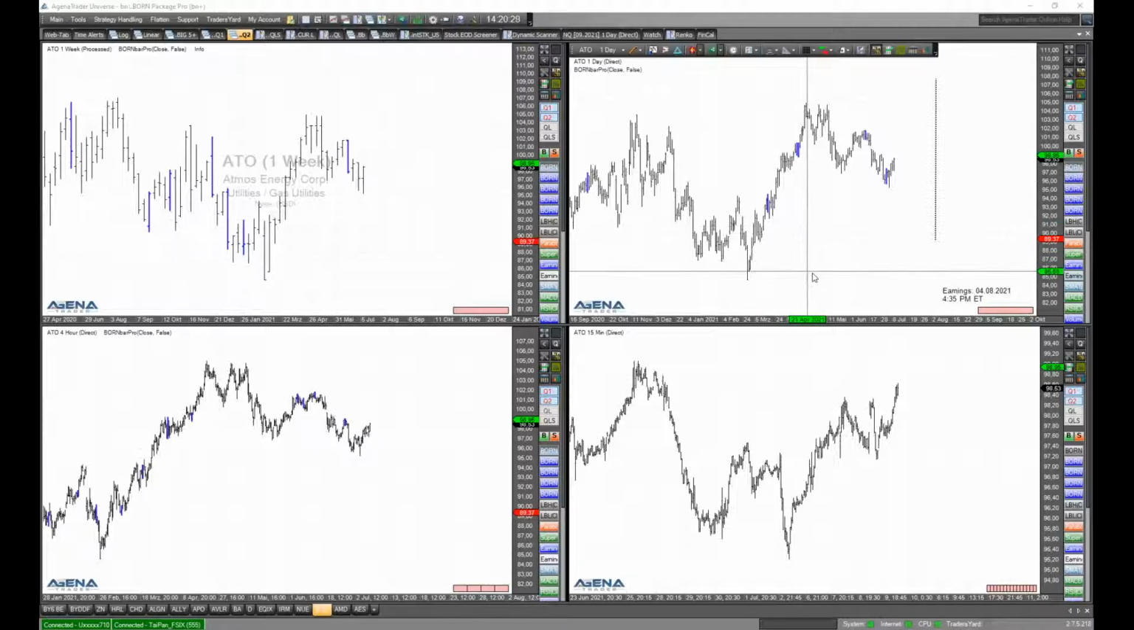So I have Atmos Energy here. It's a gas utility. Something really important to know? No, definitely not for me, because I know many people are number crunchers and say, hey, what kind of company is it? To be honest, I'm not interested in the company. I'm only interested in the price difference.